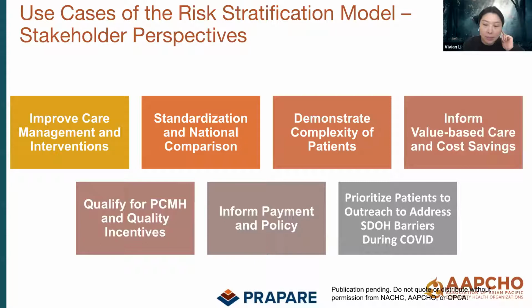Specifically, the participants said inform risk adjustment of social factors that will be key to payment and delivery reform on the state level. Last but not least, we have also heard from partners who are using risk stratification, especially in this time of COVID, to prioritize patients they need to outreach to address SDOH barriers. Next slide, please.